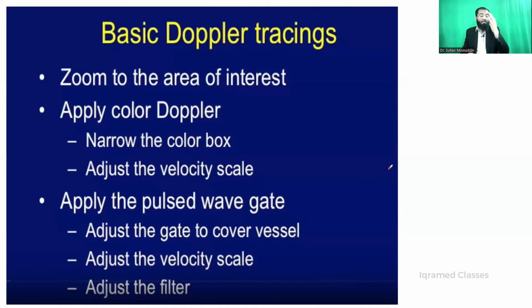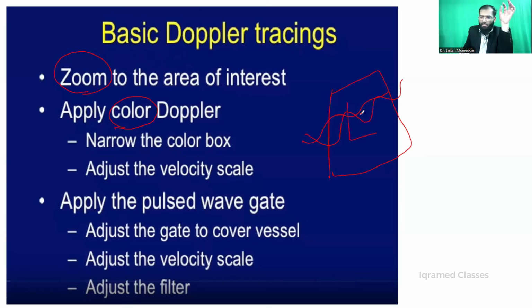Now, the few important Doppler tracing areas which you should know. Whatever area you want, that should be zoomed so that you get a better picture of that area. Okay. Next is applying the color box. The color box has to be applied such that, suppose this is the part to be examined, it should be zoomed as much as possible. And then you should apply the color box. The color box should be as small as possible. You should narrow down the color box.